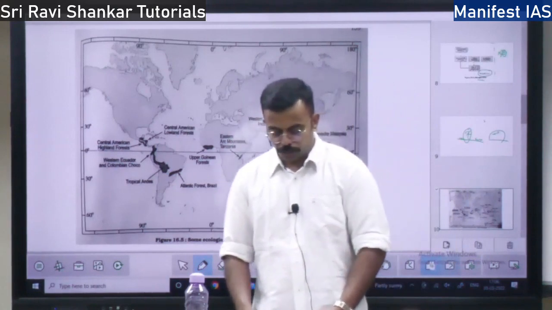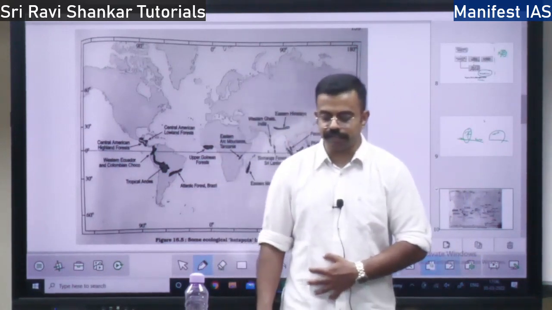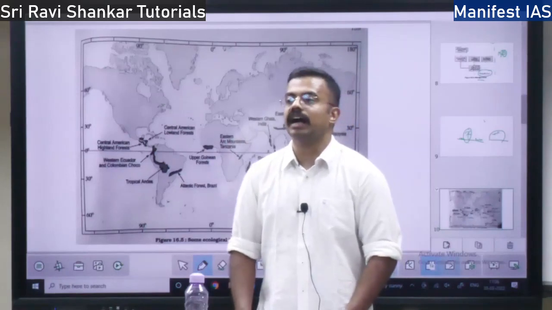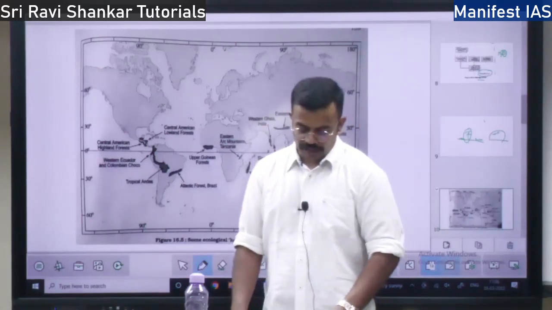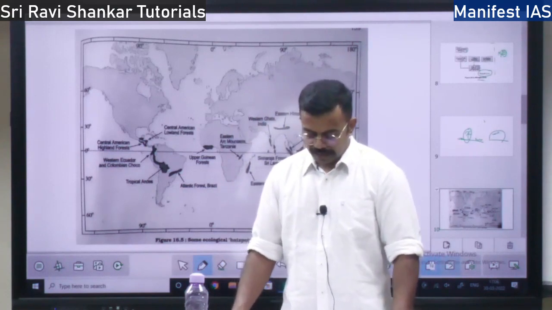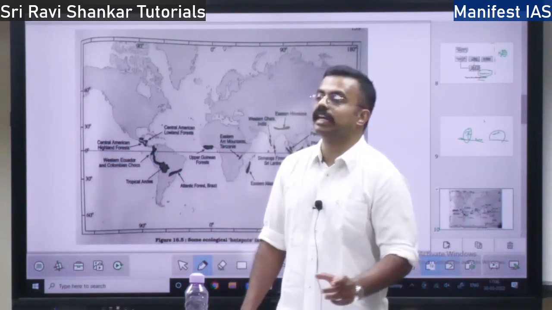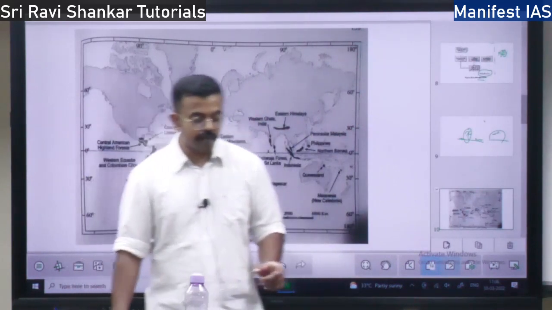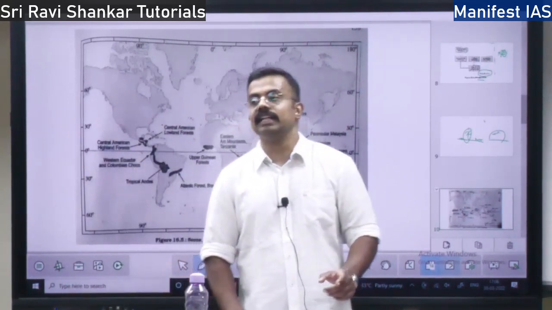So then to conserve the biodiversity, we have this International Union for Conservation of Nature, IUCN. IUCN has 3 categories of protection. So the first category is endangered. So this is the IUCN Red List. It is called the IUCN Red List.